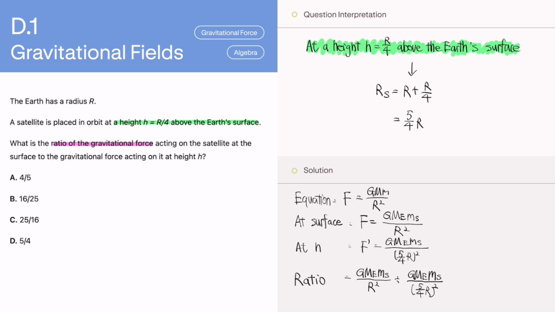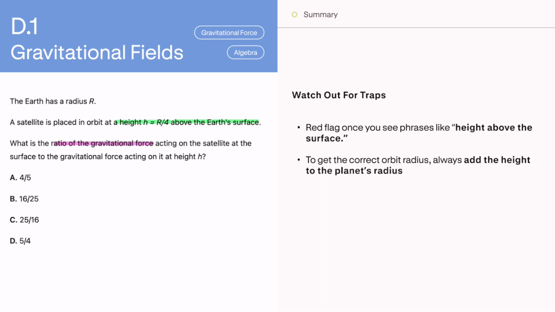To find the ratio, we just need to divide one by the other. Terms cancel out, and then we get the final ratio, 25/16. Let's have a quick recap.